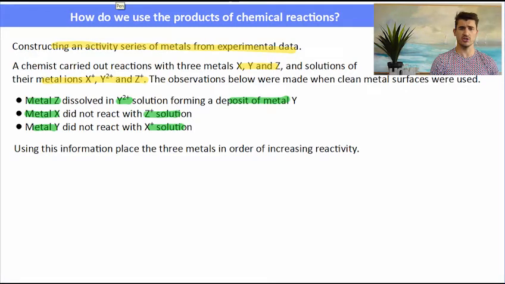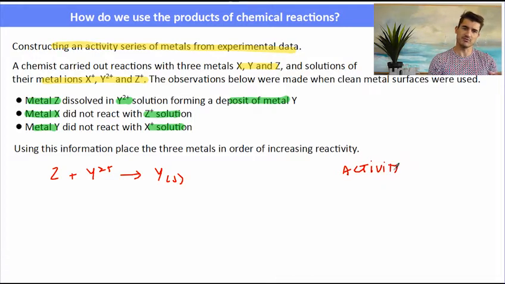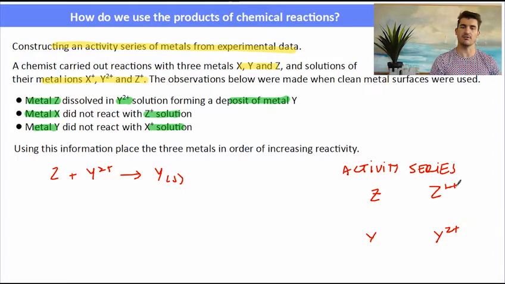So for this type of question, you need to look at each individual part separately, and then we'll come together at the end to work out the answer. So in the first dot point, it says that metal Z did react with Y2+ to form a deposit of Y. So I can write the little equation, Z plus Y2+ goes to Y, which means that Z must be a reactive metal because it's reacting with the metal ions. So Z and Z2+ must be above Y and Y2+ in the series.